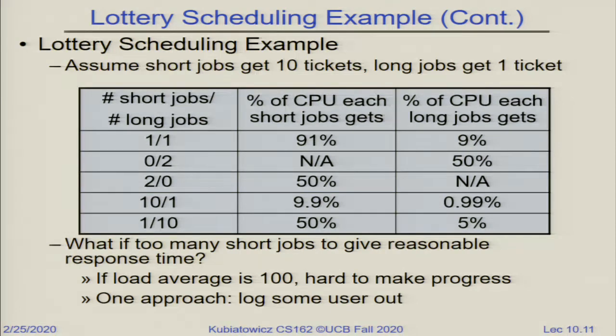All right, and you can start saying, what if there's too many short jobs to give a reasonable response time? If the load average is 100, it's kind of hard to make progress no matter what. So at some point, if you put too many threads into the system, nobody makes progress in a way that anybody's happy. Okay, so of course, these scheduling policies we're talking about can't make up for trying to get too many things running simultaneously.